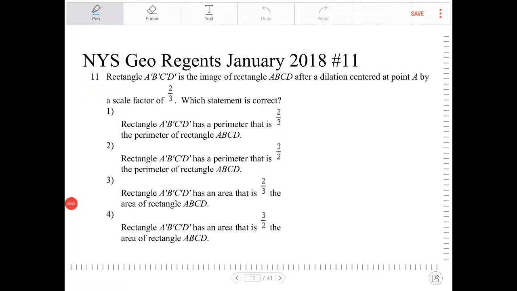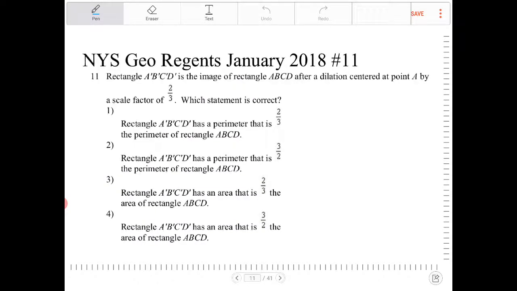Rectangle A prime, B prime, C prime, D prime is the image of rectangle ABCD after a dilation centered at point A by a scale factor of 2/3. Which statement is correct?